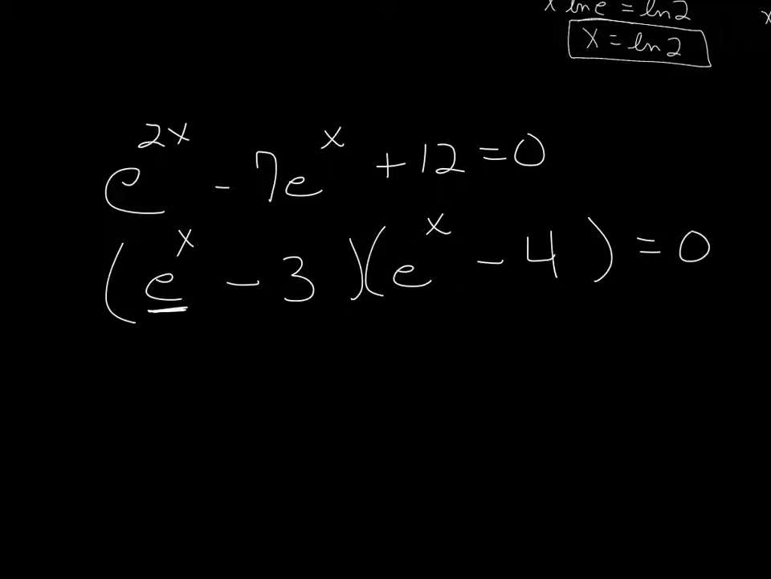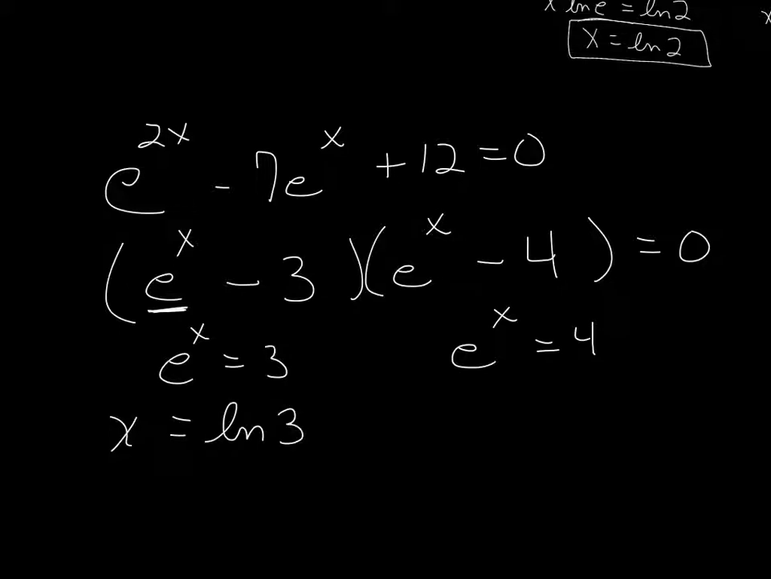Okay, so we know that e to the x then could be equal to 3, or e to the x could be 4. How do we solve that, Annalisa? We do the natural log. Take the natural log of both sides, and the natural log of e is always 1. And over here, the same thing. So those are pretty easy.